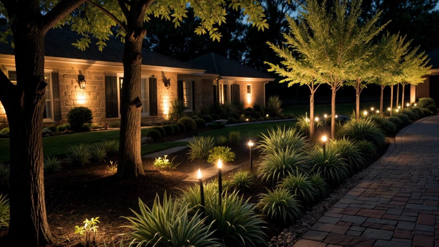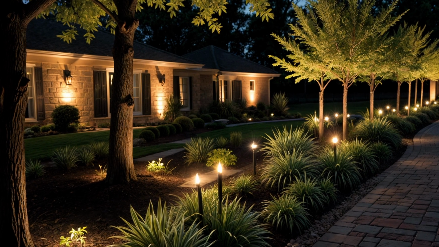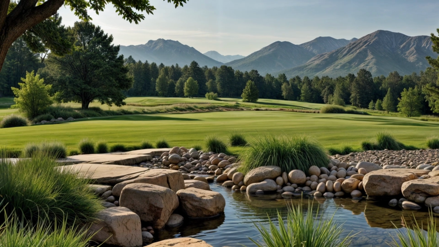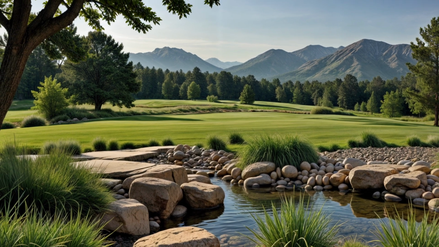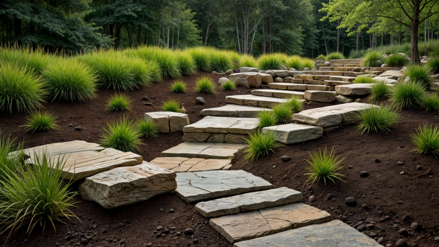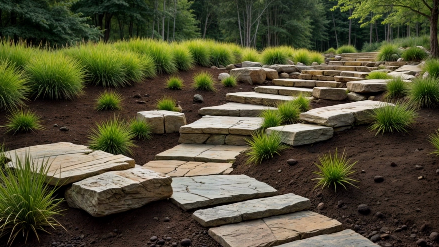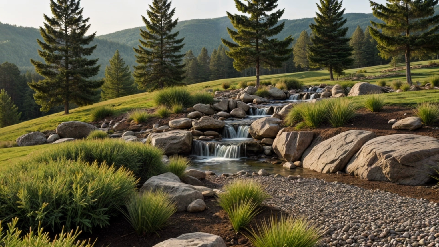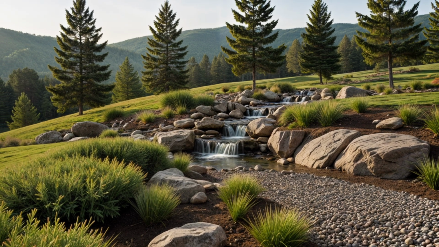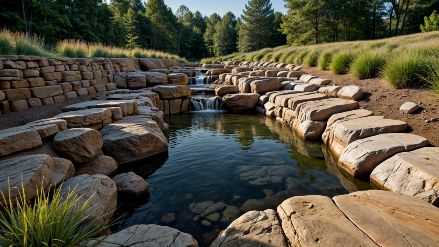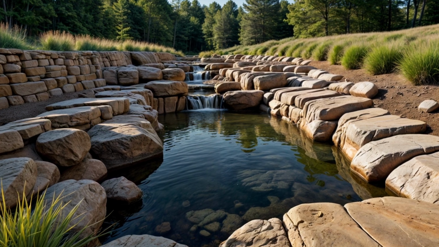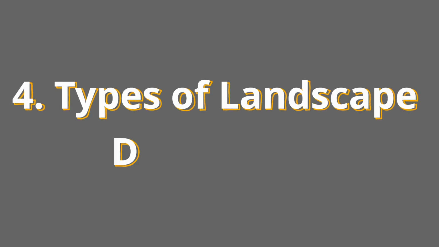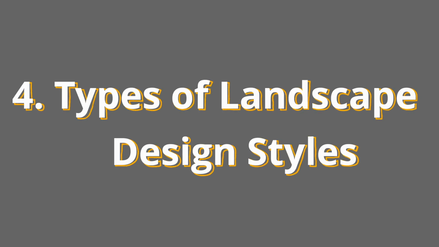E. Topography and terrain. Understanding the natural topography of the site is essential in landscape design. The shape of the land, including slopes, hills, and valleys, can be used to create interest and movement in the landscape. Additionally, topography plays a key role in water management, as proper grading is necessary to prevent water pooling or erosion. 4. Types of landscape design styles.